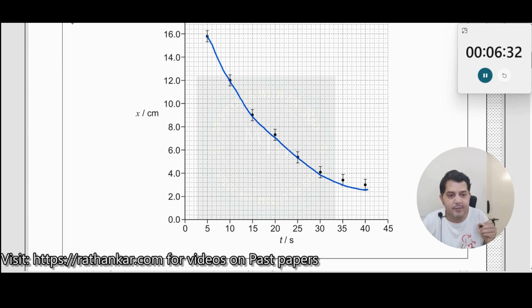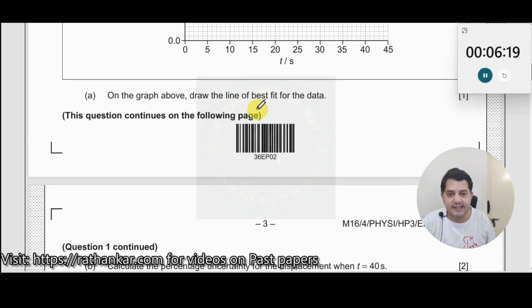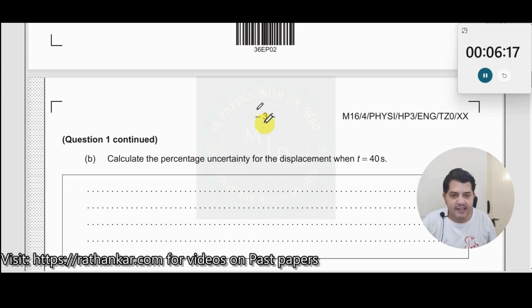Right, I've drawn some curve over here. In fact, it should be able to go through all these central points, but I have drawn it like this because I'm not able to do it using my pen. Next, calculate the percentage uncertainty for the displacement when t equal to 40 seconds.